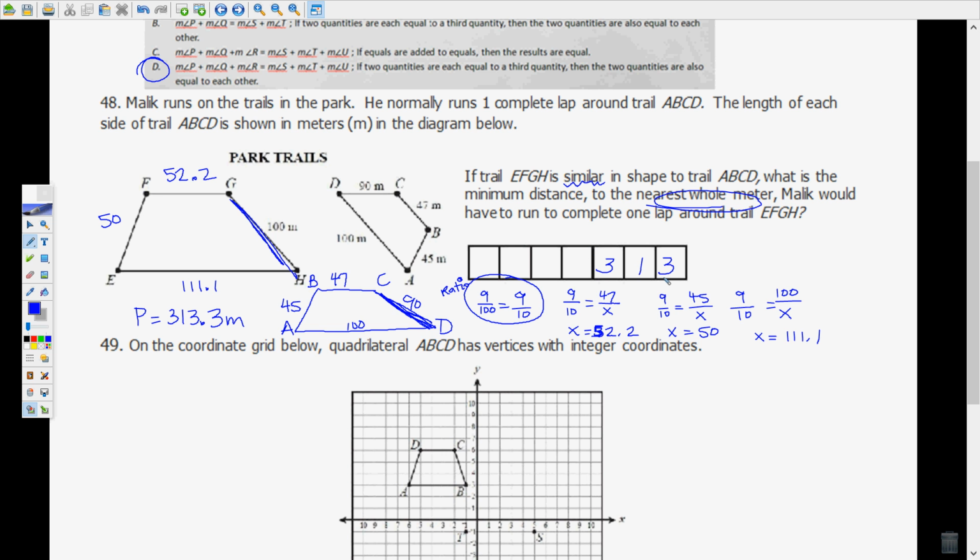313 in my boxes. 7th period, your code word is Gus, because Gus is sitting beside me as I work these problems.